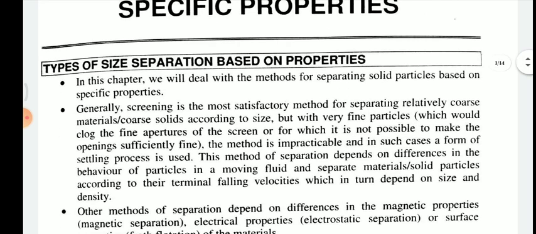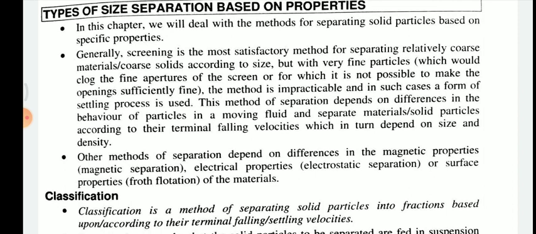In this chapter, we will deal with the methods of separating solid particles based on specific property. Screening is generally the most satisfactory method of separating relatively coarse material according to size, but with very fine particles, which would clog the fine apertures of the screen, it is not possible to make the opening sufficiently fine. So the method is impracticable, and in such cases a settling process is used.